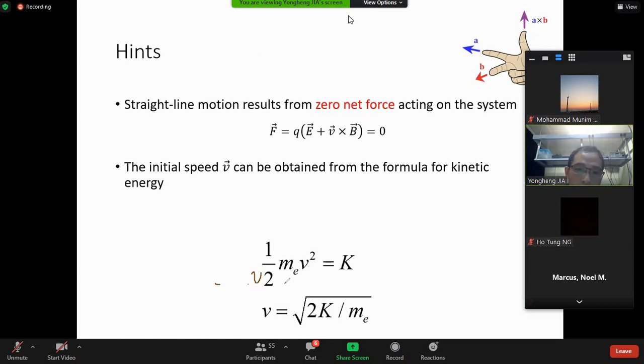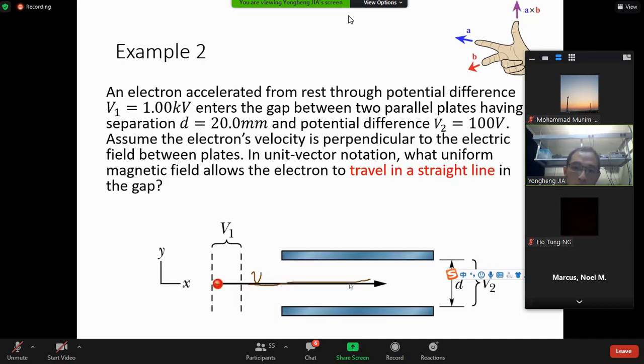Here we can get the velocity after the acceleration first, and after the acceleration, the electron moves into a magnetic field and also an electric field here. And let's see the potential difference in these two plates equals 100 V.